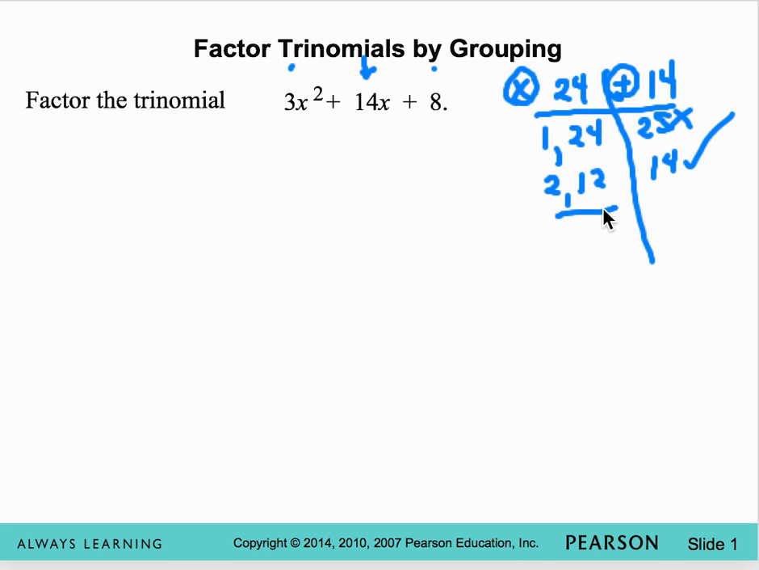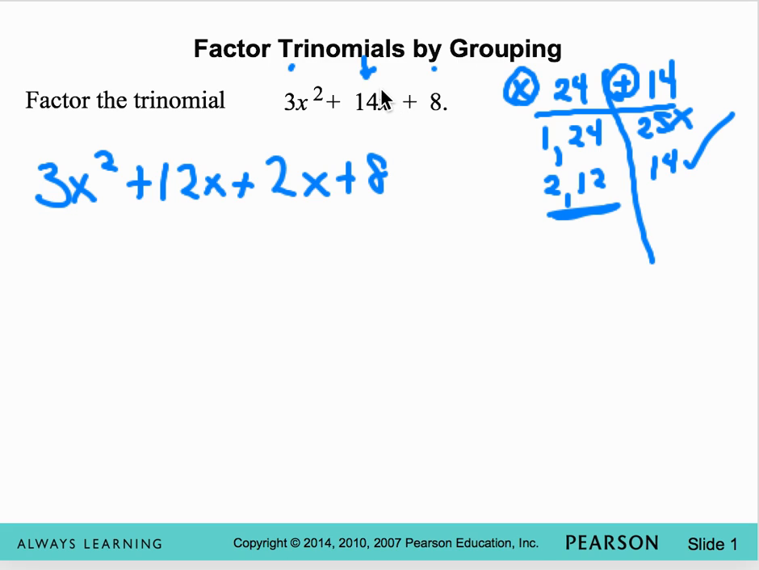Now, once I find the 2 numbers, I'm going to rewrite this problem and make it, instead of plus 14x, I'm going to make it plus 12x plus 2x plus 8. It's still the same thing. I just changed this to 12x plus 2x. If I were simplifying this and put it back together, it's the same thing. By the way, once you find these 2 numbers, it doesn't matter which order you write them in. It will factor, right, if you can find these 2 numbers. If I go down the list of all the factors of 24 and none of them add to give 14, then it's prime. It doesn't factor.